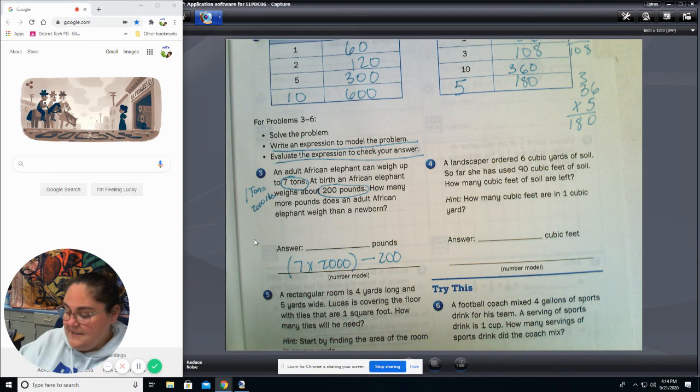200. This is my number model. Notice there's not an equal sign. There's not an answer. But this does tell you how I'm going to solve my problem.